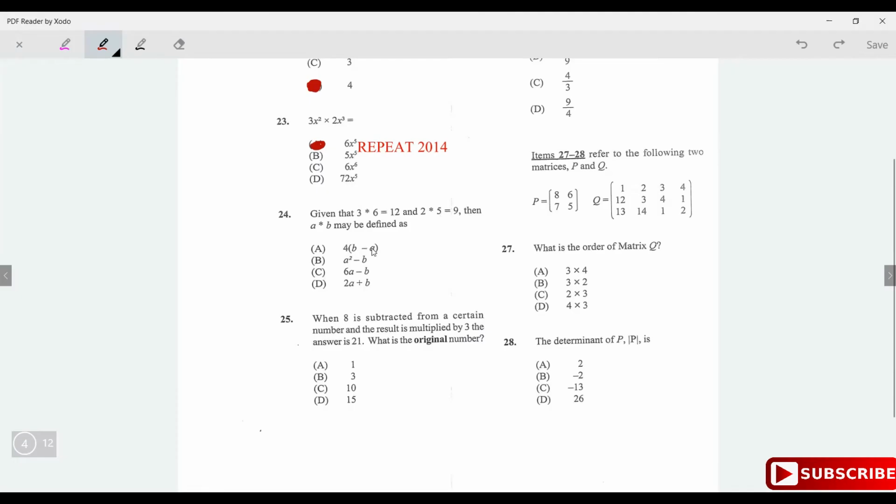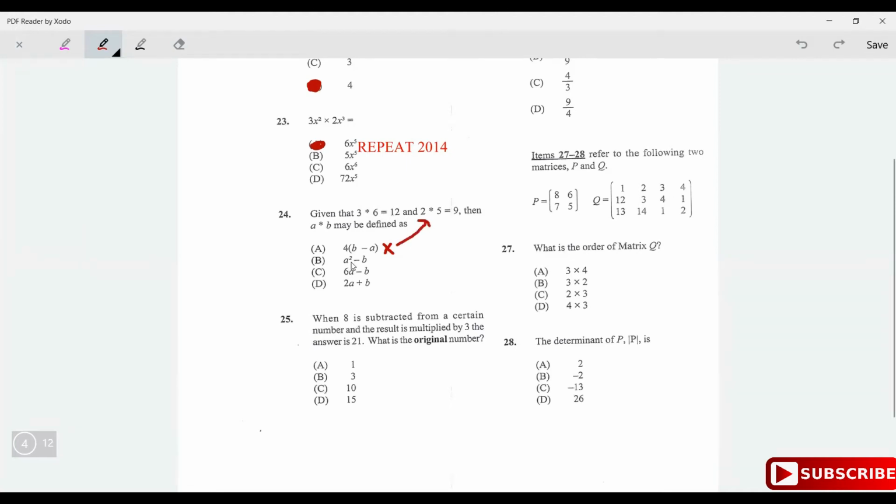5 minus 2 is 3. 3 times 4 is 12. So the first one is out, because if you replace B with 5 and A with 2, it won't give you the right one. It doesn't work because of this.